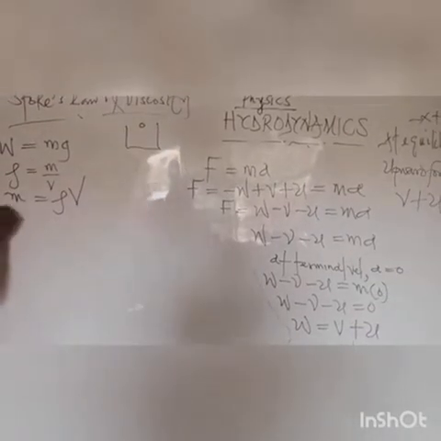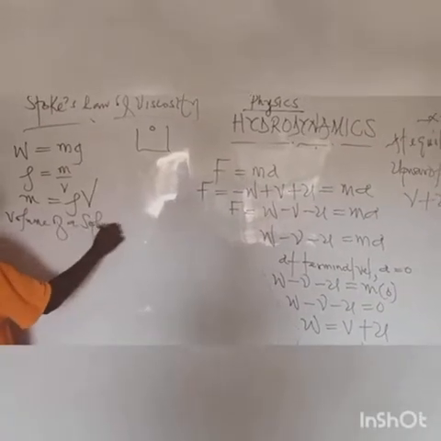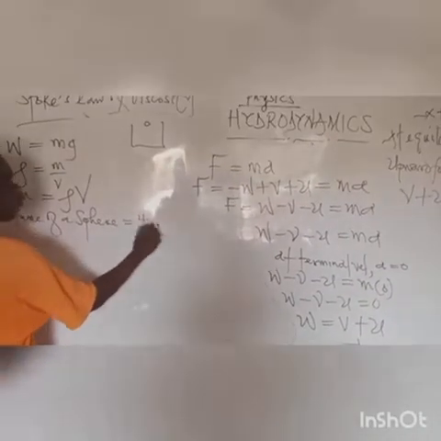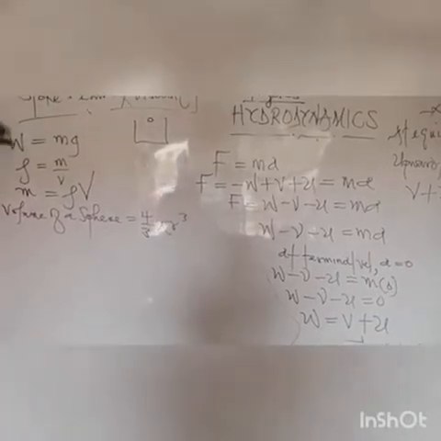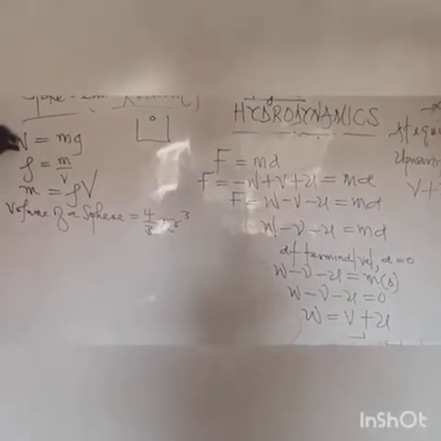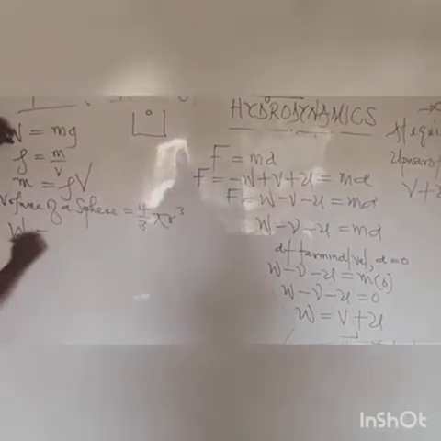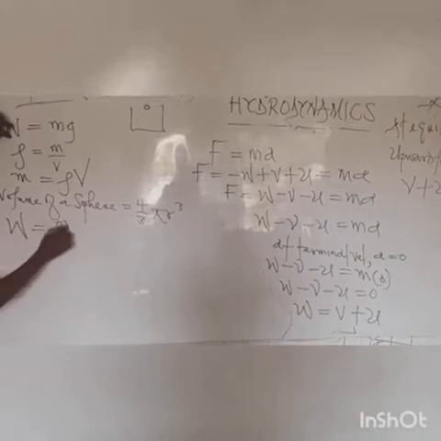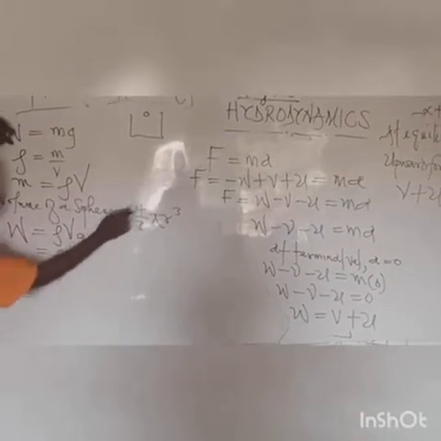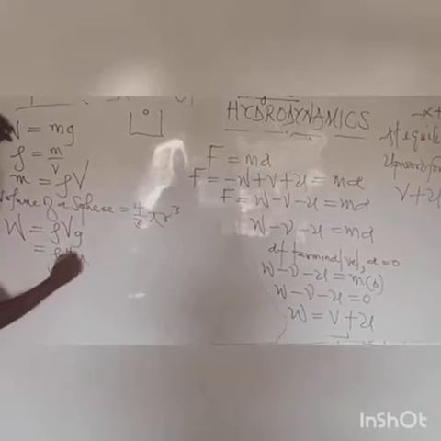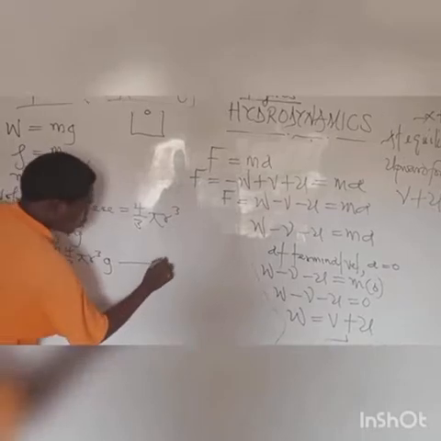The volume of a sphere is equal to 4 over 3 pi r cubed. That is the volume of a sphere. Now, inside this W, which is the weight, insert all this. So you will get W equals rho Vg, and that is equal to rho, times 4 over 3 pi r cubed, times g. Call this equation 1.